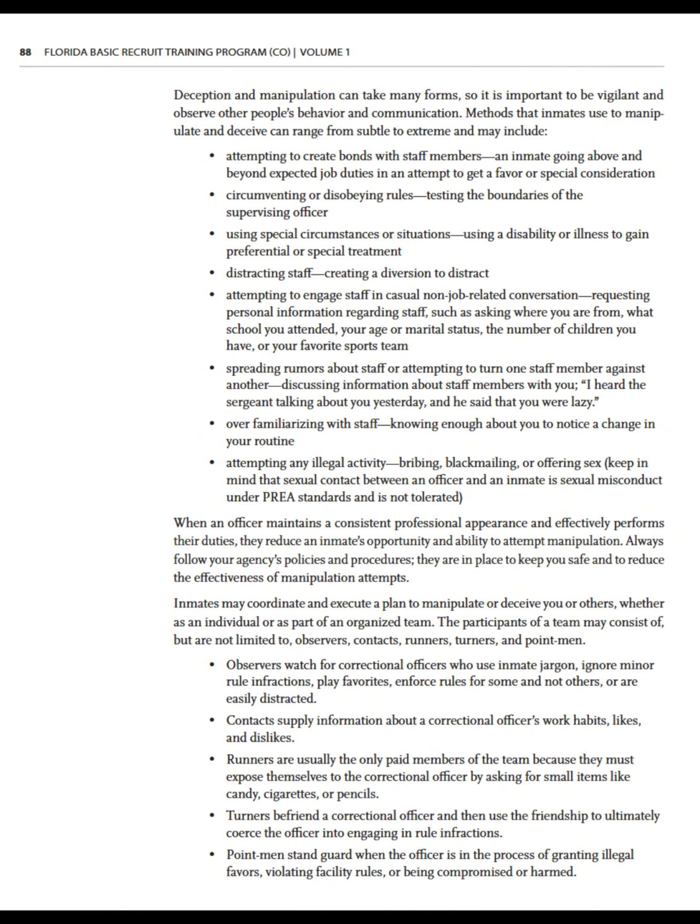Observers watch for correctional officers who use inmate jargon, ignore minor rule infractions, play favorites, enforce rules for some and not others, or are easily distracted. Contacts supply information about a correctional officer's work habits, likes and dislikes. Runners are usually the only paid members of the team because they must expose themselves to the correctional officer by asking for small items like candy, cigarettes, or pencils.